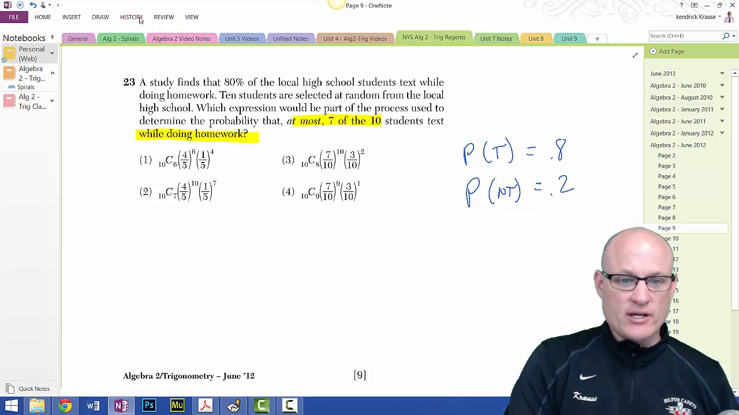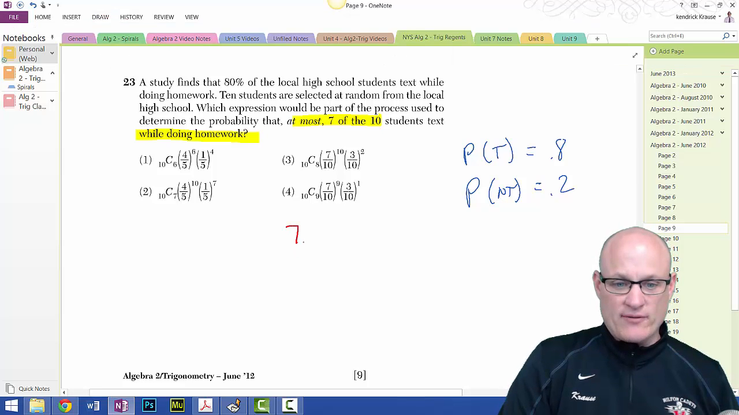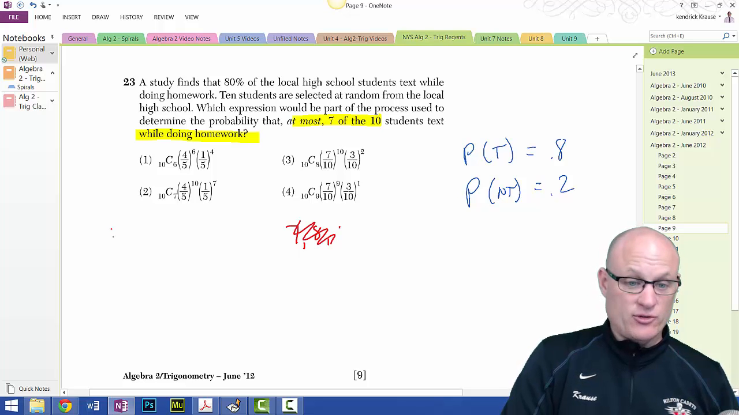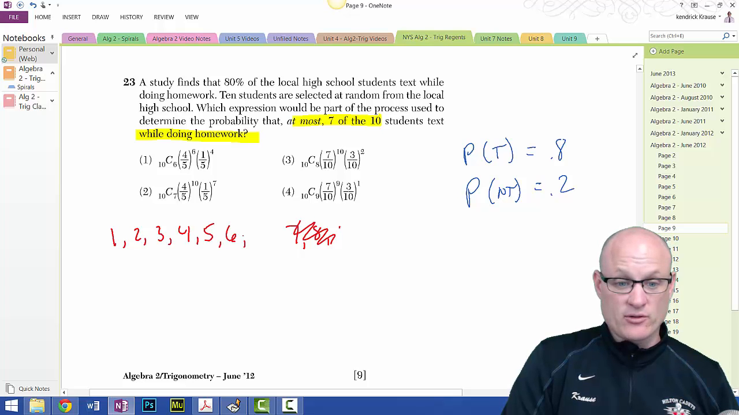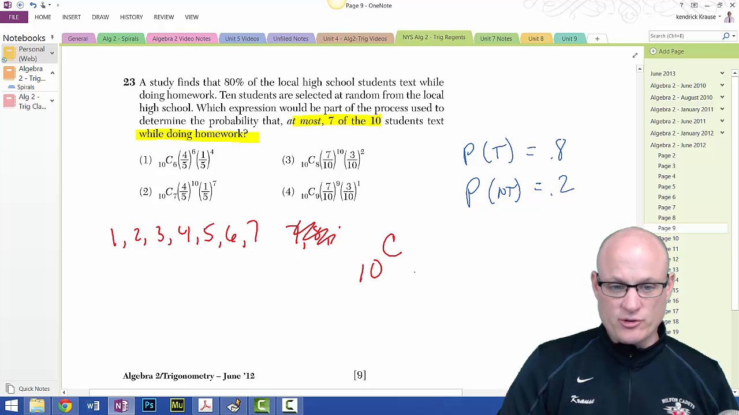All right, so if I want at most 7 out of 10, that means I can choose 7, 8, oh wait, hold on a second. At most 7 out of 10. That means I can choose 1, 2, 3, 4, 5, 6, or 7. And we're going to pick 10. So you do 10 choose, and this number here can be 1 through 7.